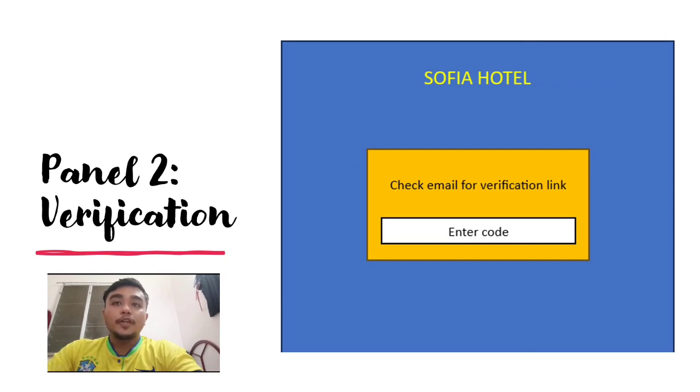Okay, panel 2 is verification. After you put your email on the first panel, the first form, the Sophia Hotel will ask you to put the email verification link. So it will email you the code just to make sure that you're using the right account and not a scam.